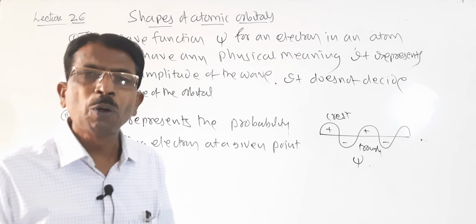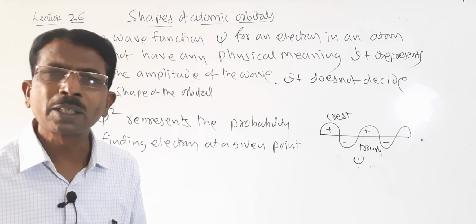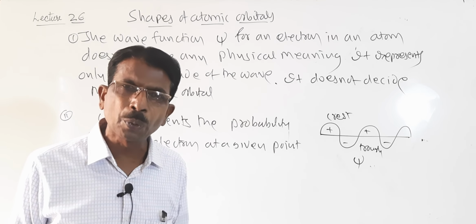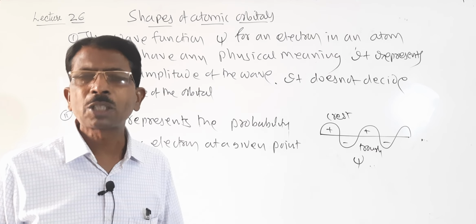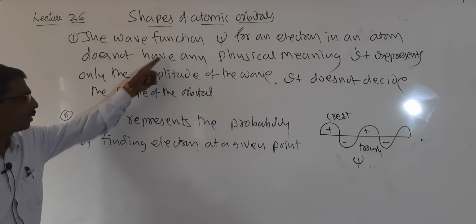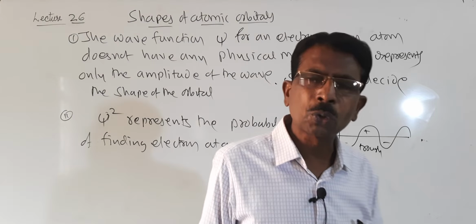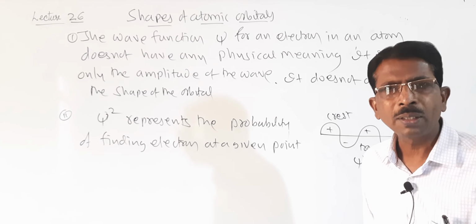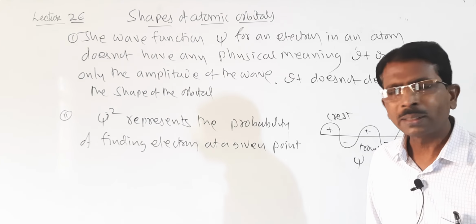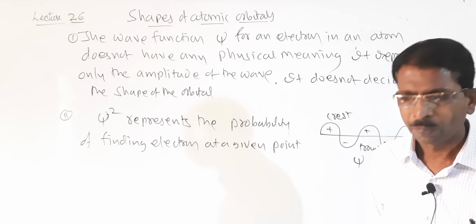So if you plot a graph of psi against the distance from the nucleus, r, then you will get 2 graphs here. Let us see those one by one. Here it is psi and here psi square. Psi square gives only the probability of finding the electron around the nucleus, and psi indicates only amplitude.